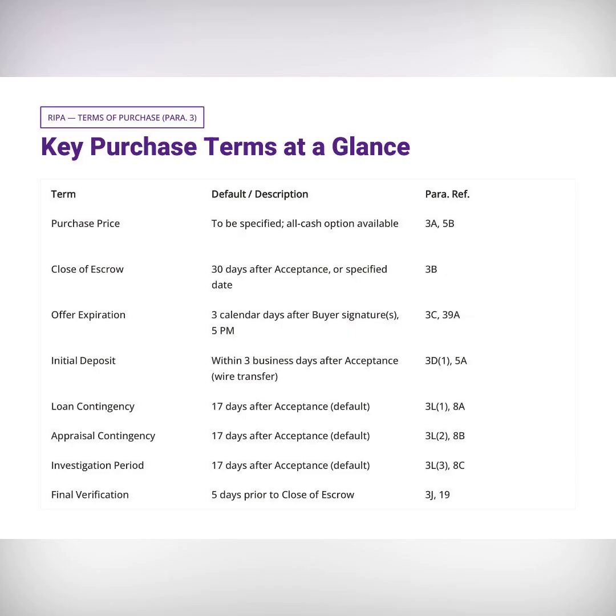Navigating the RIPA means understanding its critical terms and timelines. For example, the purchase price, whether all cash or financed, is central. The close of escrow is typically 30 days after acceptance, but can be specified differently. Offers usually expire within 3 calendar days. Initial deposits are generally due within 3 business days after acceptance. Loan, appraisal, and investigation contingencies commonly default to 17 days, allowing buyers time for due diligence. Finally, a final verification of property condition is typically performed 5 days before the close of escrow. Knowing these benchmarks is key to managing expectations.